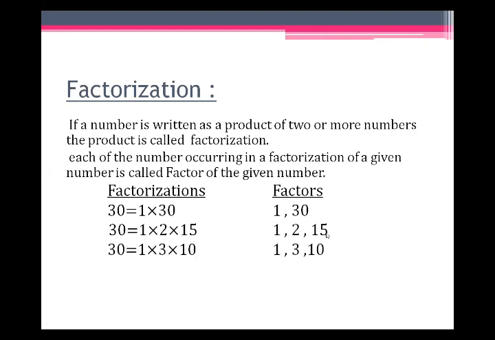Here we can also write 30 as 1 multiplied by 3 multiplied by 10. So this is the factorization, and 1, 3 and 10 are the factors of this factorization. Again, we can write 30 is equal to 5 multiplied by 6. Now this is the factorization, and we can also write this factorization as factors 5 and 6. Okay, here, students, we also write 30 is equal to 2 multiplied by 3 multiplied by 5. So this is a factorization, and 2, 3 and 5 are the factors of this factorization.